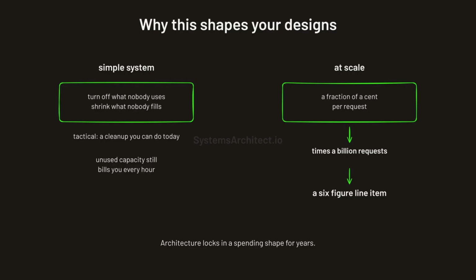In a simple system, the work is tactical. You turn off what nobody uses. At scale, it becomes strategic because architecture locks in a spending shape for years. A pattern costing a fraction of a cent per request looks free in testing. At 1 billion requests, it is a six-figure line item. Cloud pricing also inverts an old habit. Capacity you never use still bills you hourly. Understanding this lets you argue for an architecture in the language the business funds.